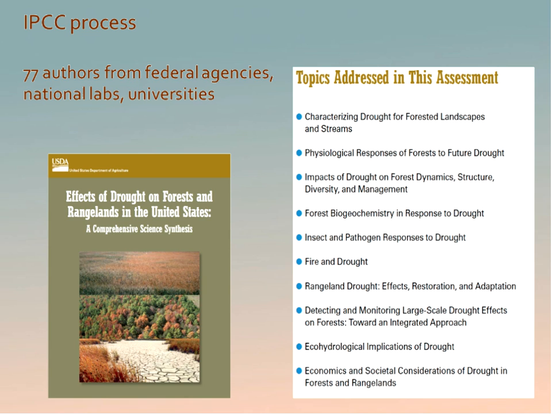We addressed several topics. As I said, it's about 300 pages, 12 chapters, and you can see those off on the right: characterizing drought, understanding physiological responses, looking at forest dynamics, processes like forest biogeochemical cycling and insects and pathogens, fire, a chapter on rangeland, detecting drought effects, ecological implications, and economic and societal characteristics. So as you can see, it was a very comprehensive and in-depth assessment of the variety of ecological, biophysical, and social and economic factors that are impacted by drought.